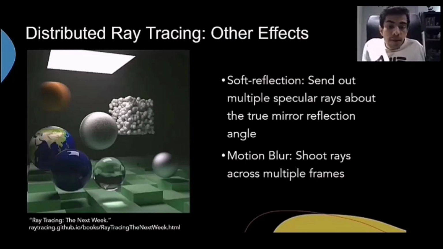We can do a similar thing for reflection rays. So instead of shooting just one pure reflected ray, we can shoot multiple rays about the true reflection. So if an object is not a pure mirror or has a rough or rounded surface, by shooting multiple reflection rays, we can achieve a softer or fuzzier reflection on an object. Another cool thing that we can do with distributed ray tracing is motion blur, which we can achieve by shooting rays over a number of frames.